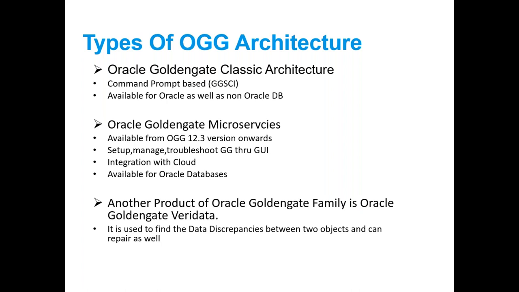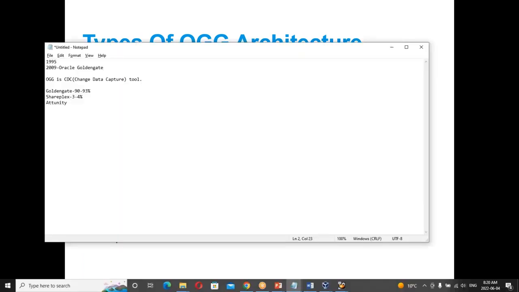From 2009 to 2017, there was only one way to configure GoldenGate, which many of you may be using in your environment. That is GGSCI, right? GGSCI is the command prompt of GoldenGate. Until 2017, it was just called GoldenGate. In 2017, Oracle renamed it Classic Architecture. Remember one thing, guys: in Oracle GoldenGate terminology, classic means traditional. So that GGSCI-based architecture is now called classic architecture. Classic architecture allows you to set up, manage, troubleshoot and configure GoldenGate through the GGSCI command.